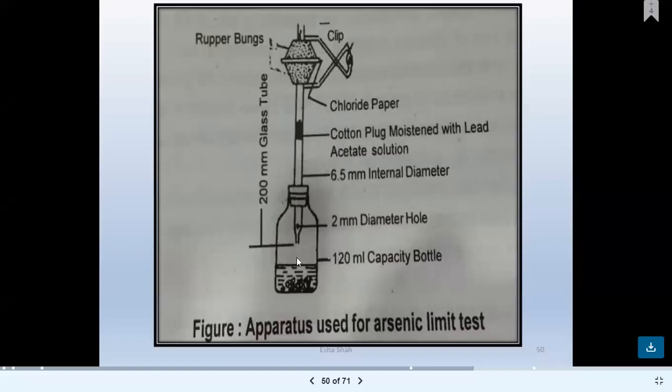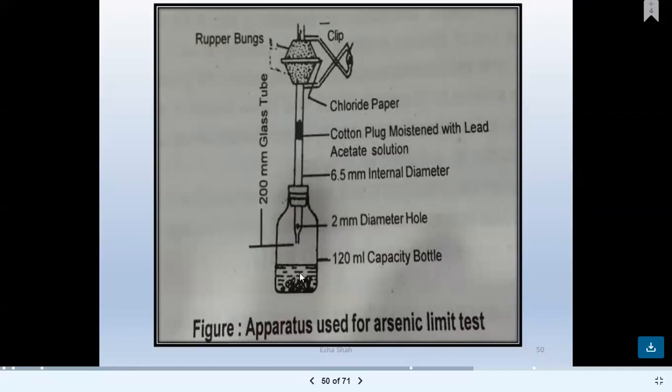We are going to perform it in a 120 ml capacity bottle. Initially, we are going to take the sample. To it, we are going to add water, HCl, and other reducing agents, that is potassium iodide, stannous chloride, zinc, etc. And we are going to attach this 120 ml capacity bottle with a tube. This tube has a hole at the bottom. This tube should not touch the surface of the liquid. It should be above the surface of the liquid.